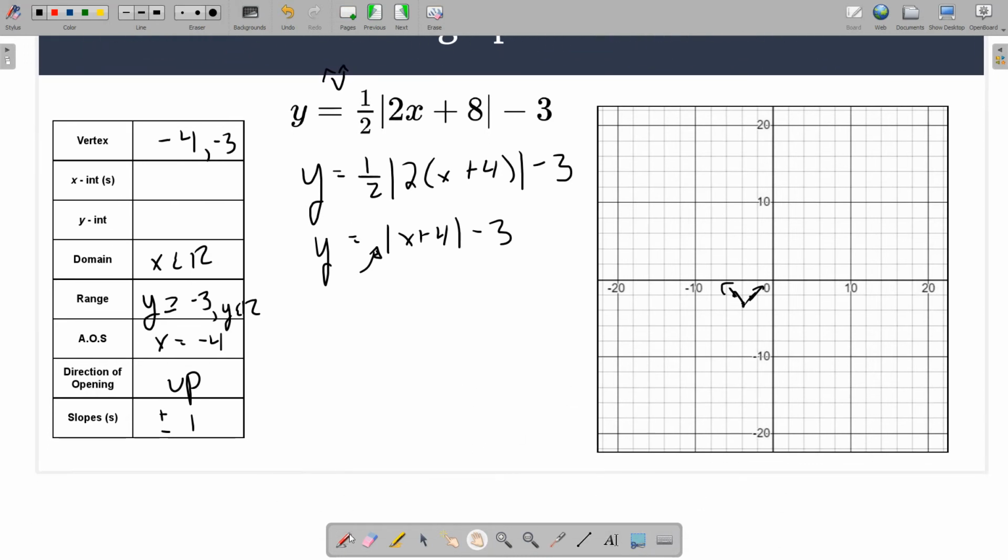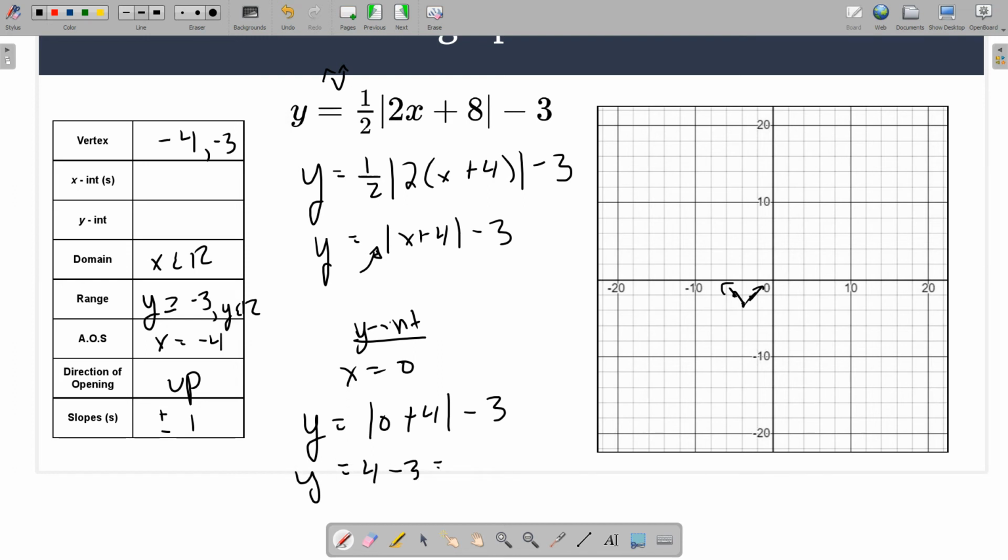So let's come down here, and then I can just solve for this algebraically. I'm going to go for a y-intercept. I'll make x equal to 0. So I'll say y is equal to absolute value of 0 plus 4, minus 3, or 4 minus 3, and that's just equal to 1. And I can just tell by the way I sketched it, it looks like it will be crossing at 1 there. So my y-intercept is 0, 1.